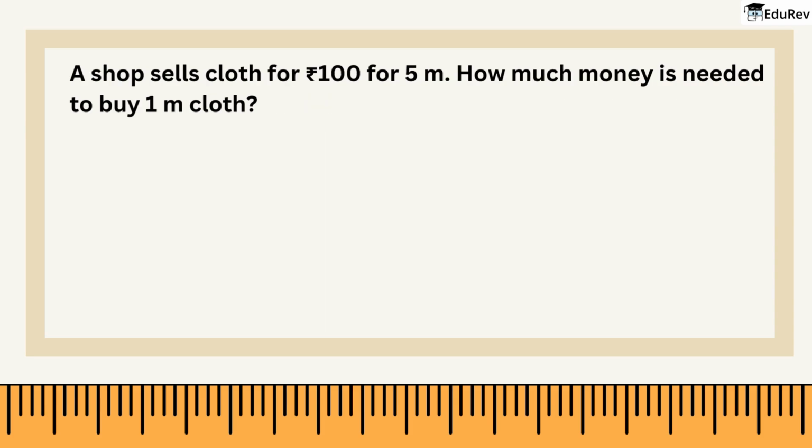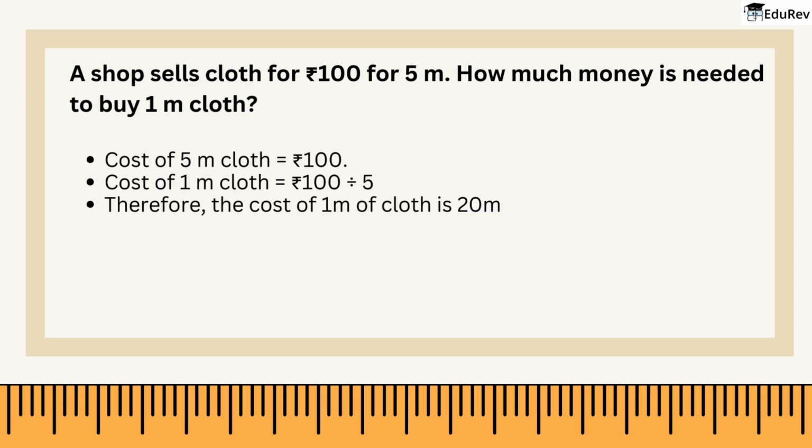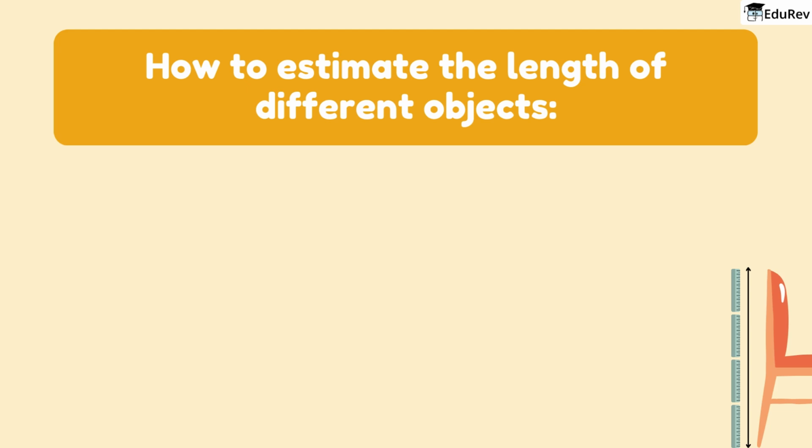Now let's see division. A shop sells cloth for 100 rupees for 5 meters. How much money is needed to buy 1 meter cloth? Cost of 5 meters cloth is equal to 100 rupees. Cost of 1 meter cloth is equal to 100 rupees divided by 5. Therefore, the cost of 1 meter of cloth is 20 rupees.